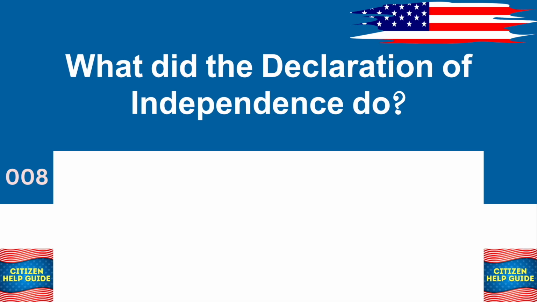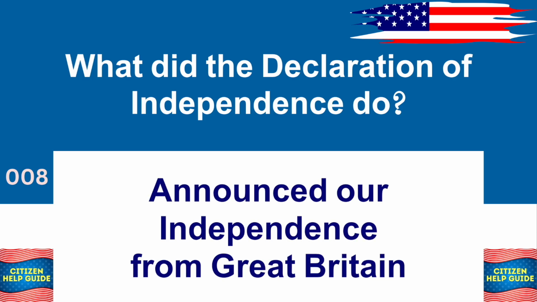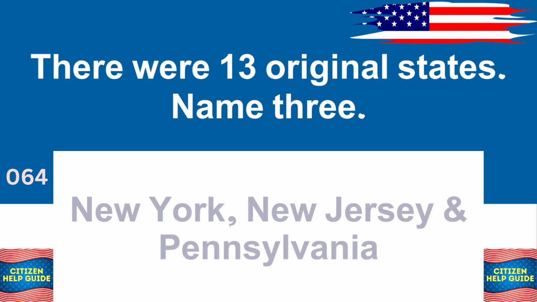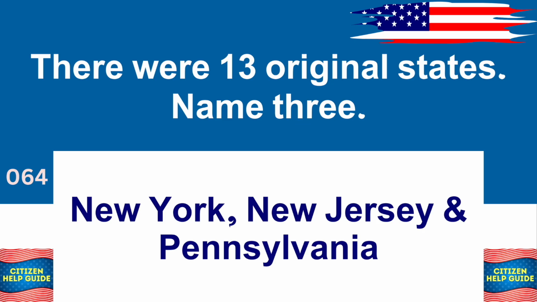What did the Declaration of Independence do? Announced our independence from Great Britain. There were 13 original states. Name 3. New York, New Jersey, and Pennsylvania.